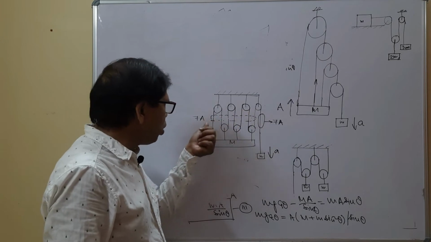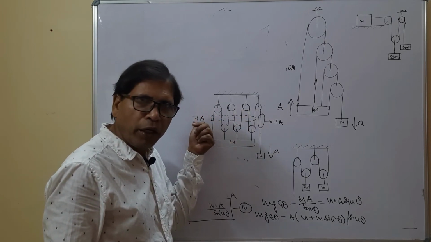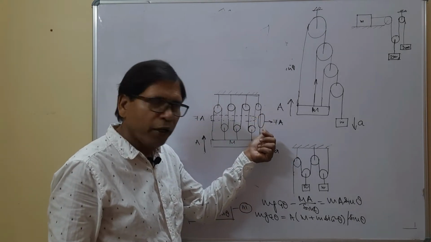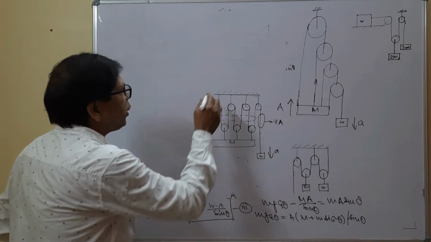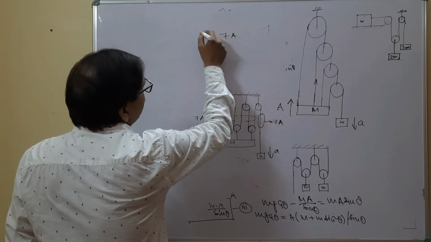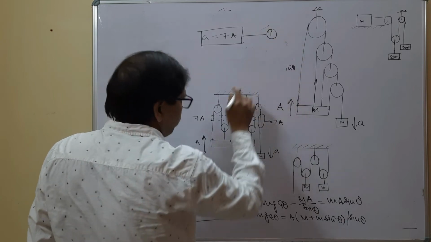So the total decrease of length in this portion is directly proportional to 7 into A. So the increase of length becomes 7A, and this increase of length is equal to A. So it's a constant relation. Look at this, A equals 7A. This is the constant relation of this problem.